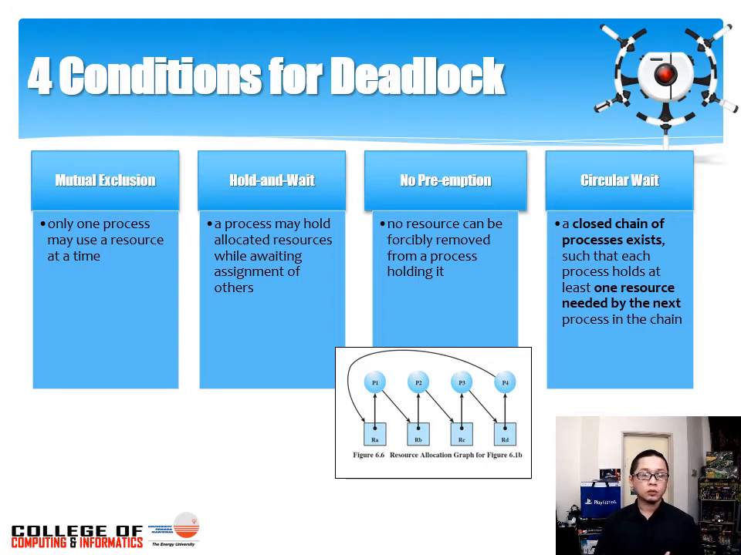So remember, you can have mutual exclusion, you can have hold and wait, you can have no preemption, but unless you have the fourth one, which is the circular wait, deadlock will not happen. Once you have all four, deadlock will definitely happen. So these are the four conditions which contribute to the occurrence of a deadlock in a system.